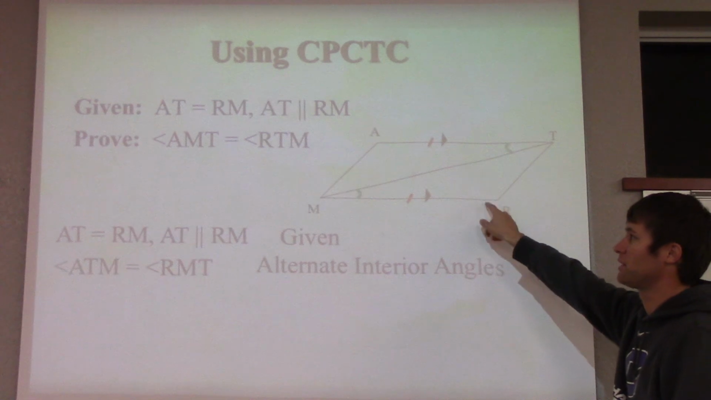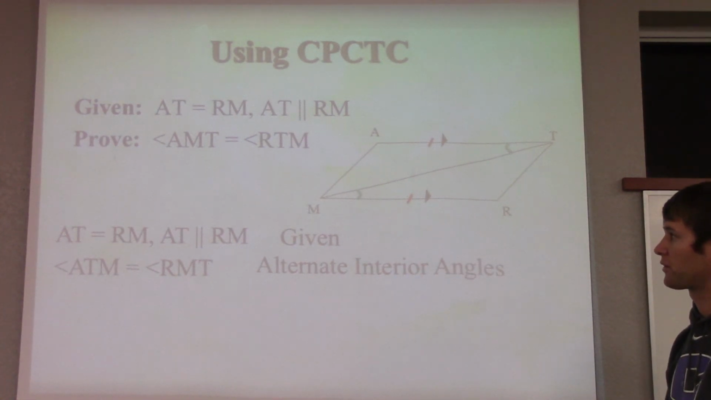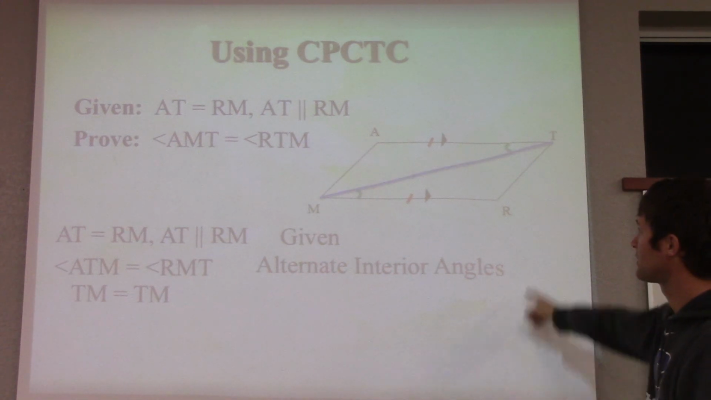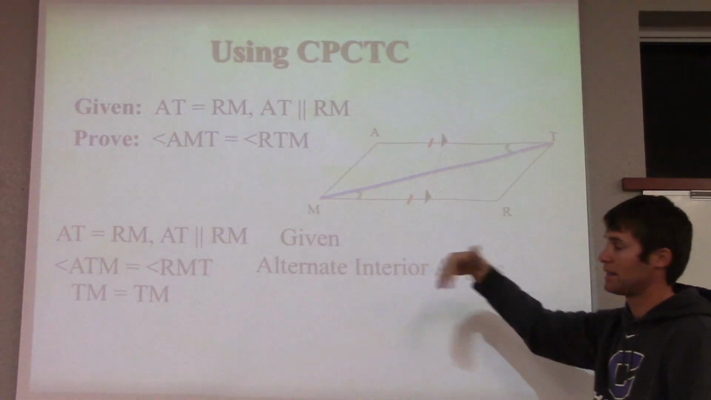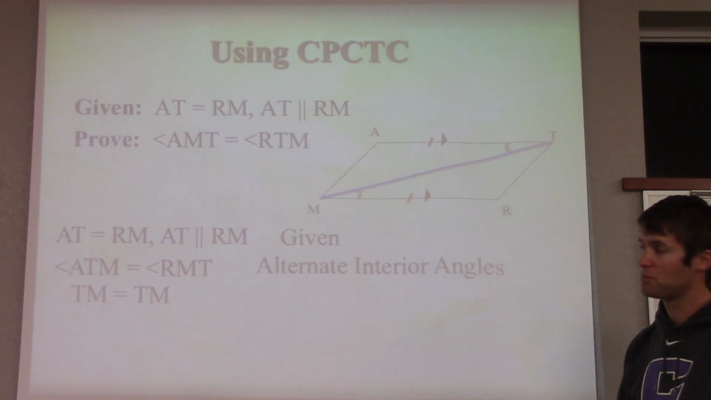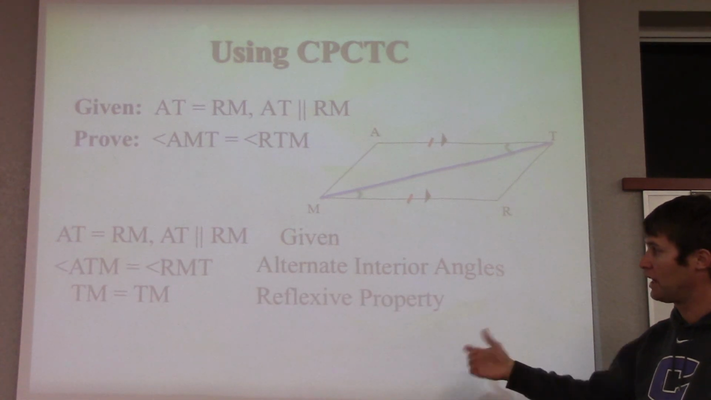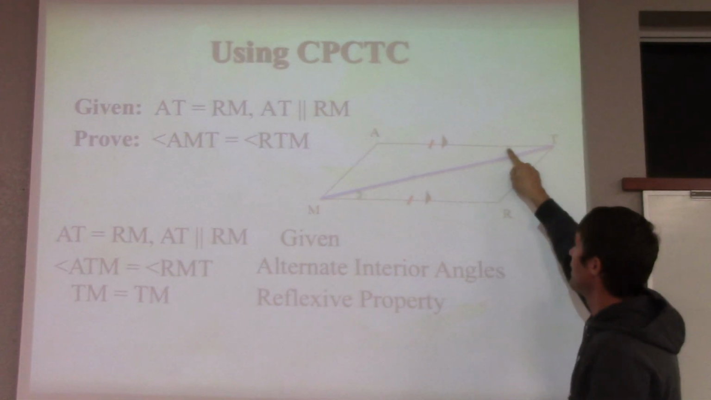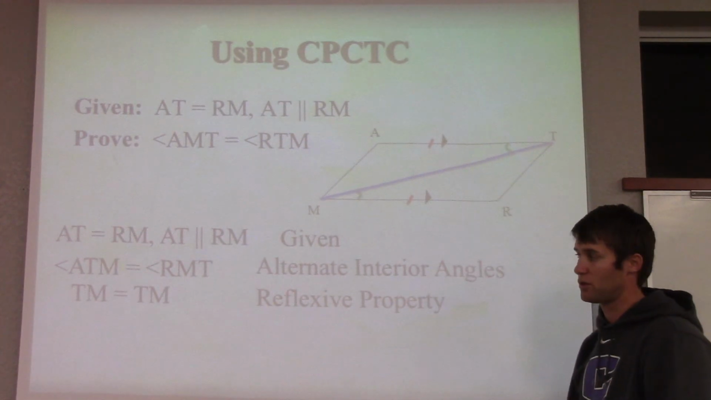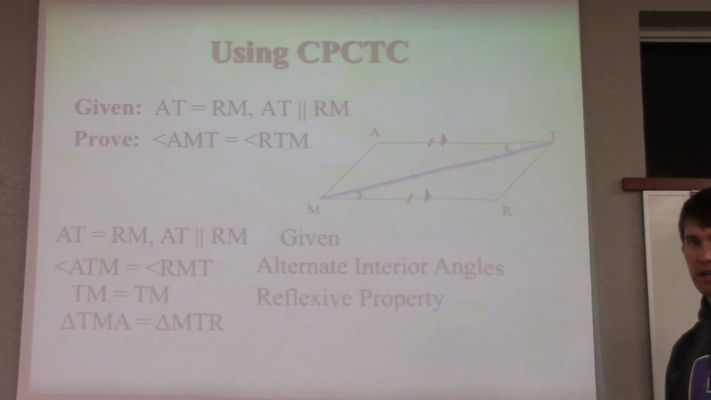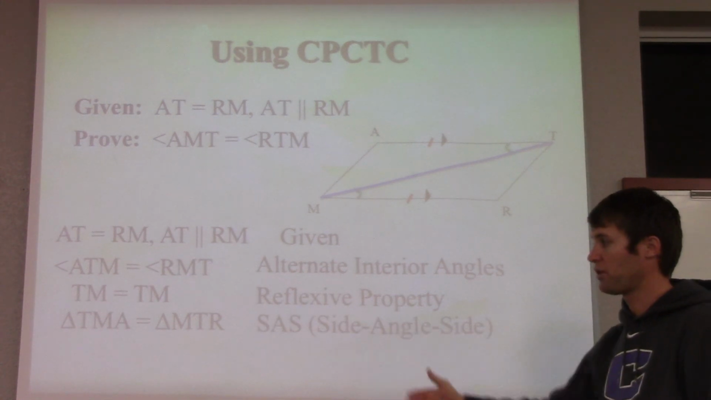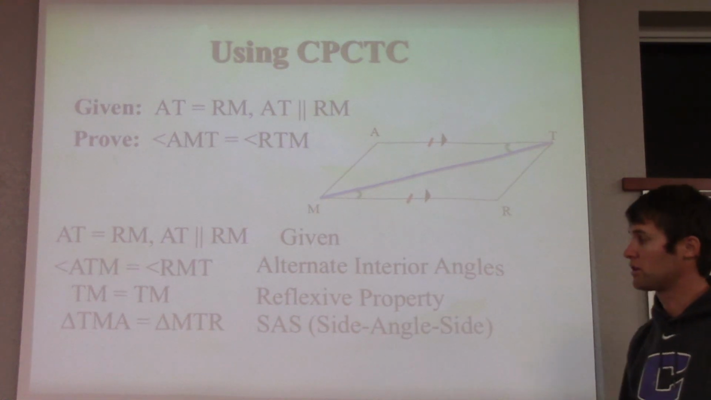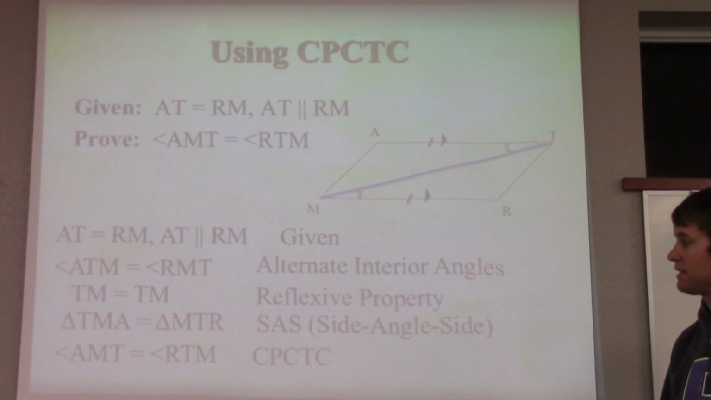So this is probably the one that's most forgotten. Then we can go through TM is equal to TM. So this line right here is congruent. Why? Because it's the same thing. That's the reflexive property. Once you have that, now look at it. You have a side, angle, side. So we prove that the triangles are congruent by side, angle, side. And we go through and say then angle AMT is equal to RTM by CPCTC.